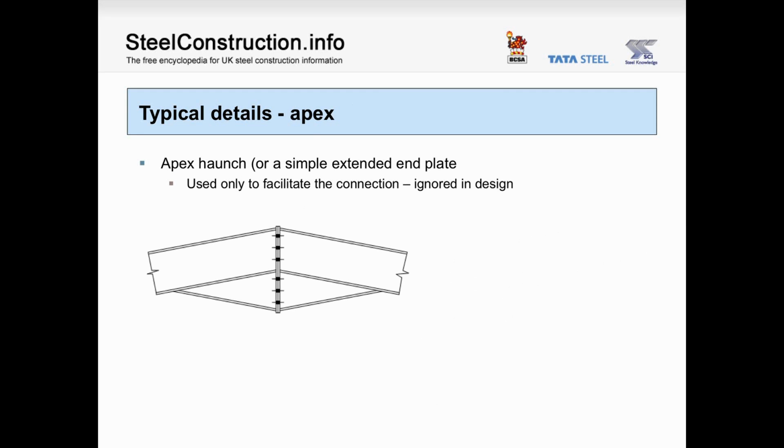In contrast, the apex haunch is usually not modelled. It may be haunched as shown, or for smaller spans might simply be an extended end plate. And the smaller detail is possible because the bending moment at the apex is much smaller than the bending moment at the eaves.